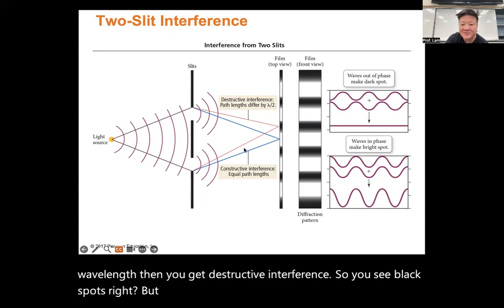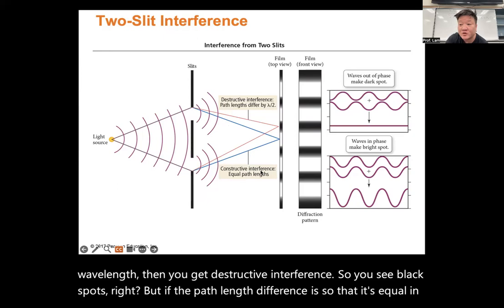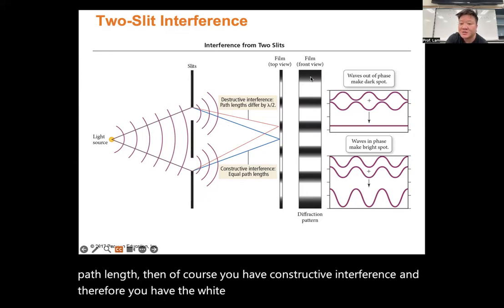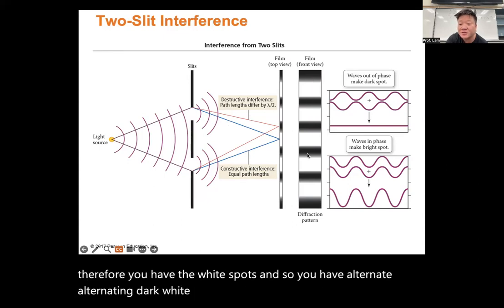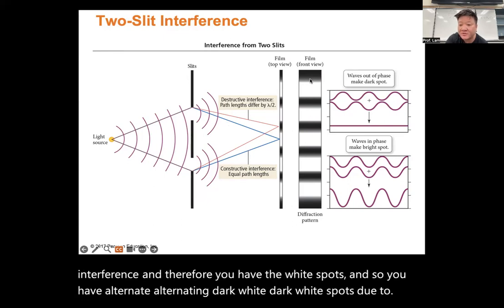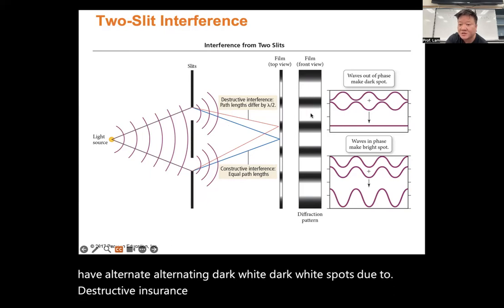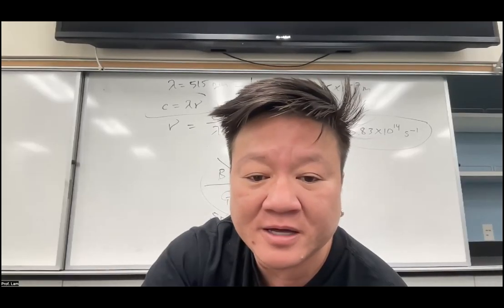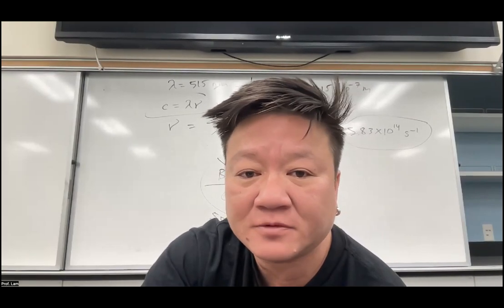So you see black spots. But if the path length difference is such that the paths are equal in length, then of course you have constructive interference, and therefore you have the white spots. And so you have alternating dark and white spots due to destructive, constructive, destructive, constructive interference of these two diffractive waves. All right, so let me show you that cool video.